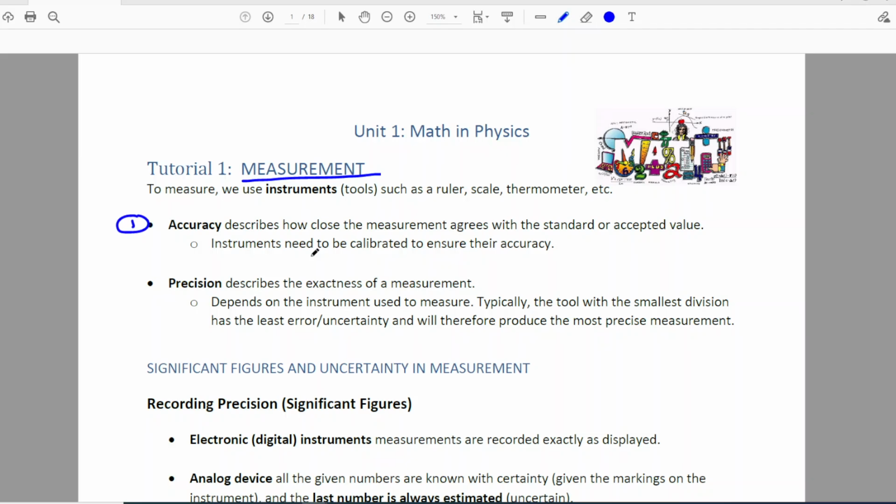The second thing is precision. Precision describes the exactness of a measurement. Now, this is going to all depend upon which instrument you're using, but typically the tool with the smallest division has the least error or uncertainty and therefore will produce the most precise measurement. So what we're going to be looking at is rulers that give you different degrees of precision, in other words, different divisions of their lines.